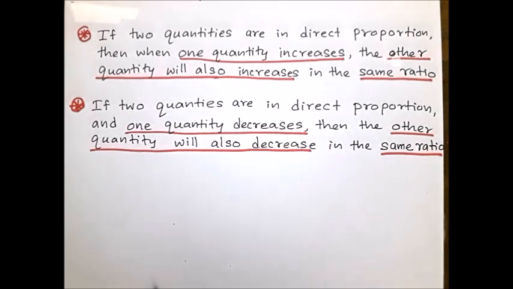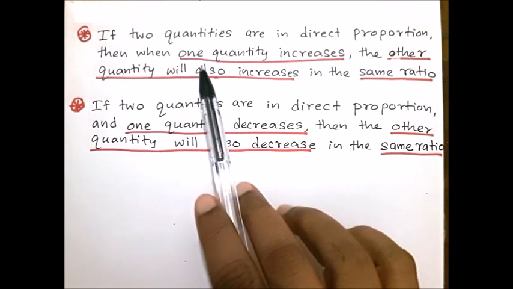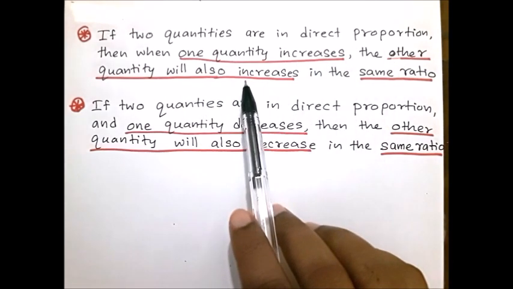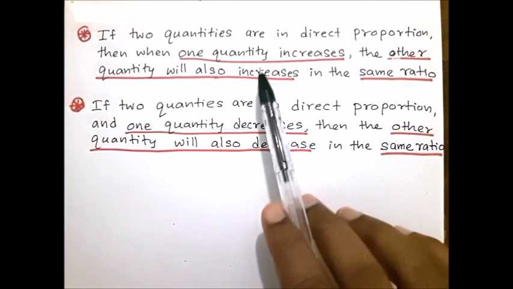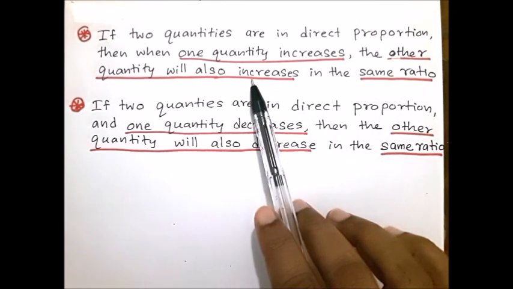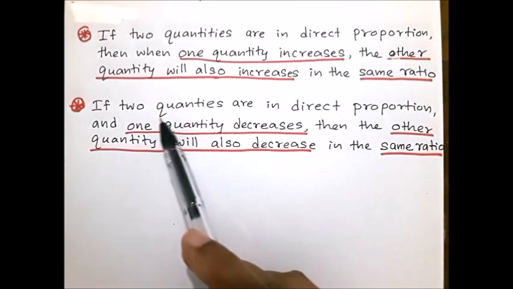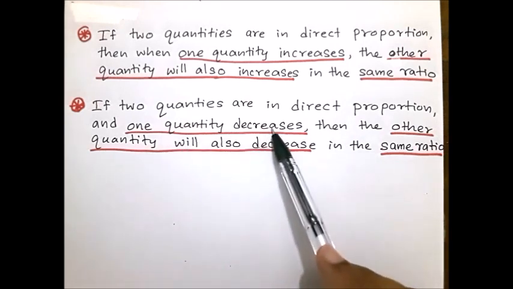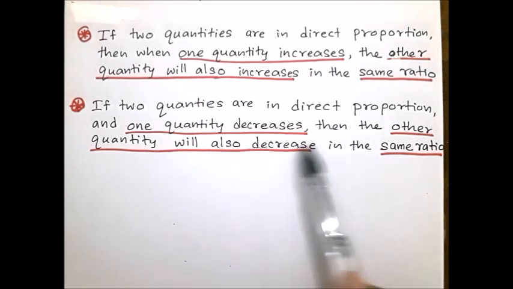It says, if two quantities are in direct proportion, then when one quantity increases, the other quantity will also increase in the same ratio. Likewise, if one quantity decreases, the other quantity will also decrease in the same ratio.